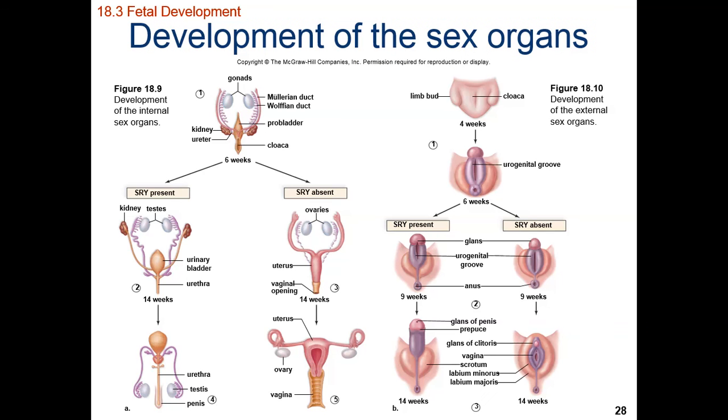So let's look at this figure right here. At 6 weeks after fertilization, we are by default a female. And if there is an SRY region that activates, we turn into a male. If there is no SRY region that activates, we will be funneled down that default female developmental pathway.